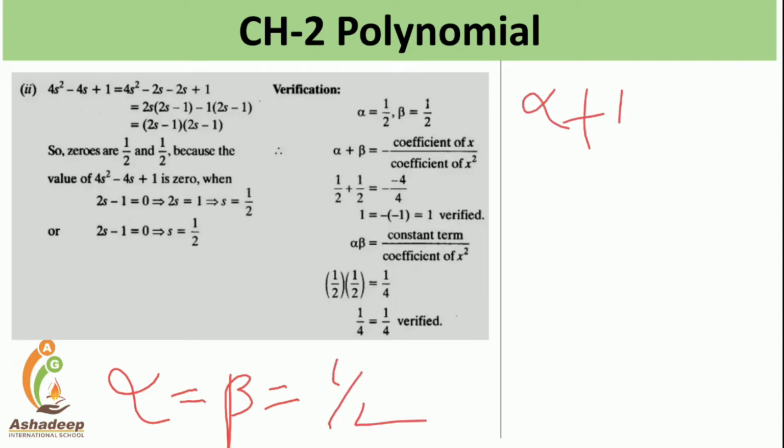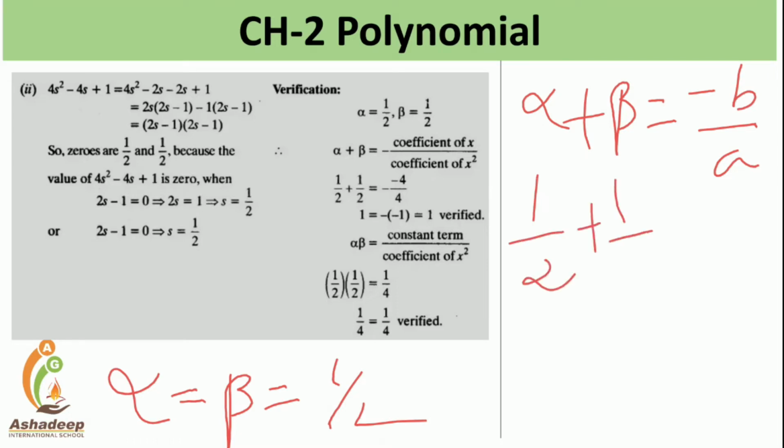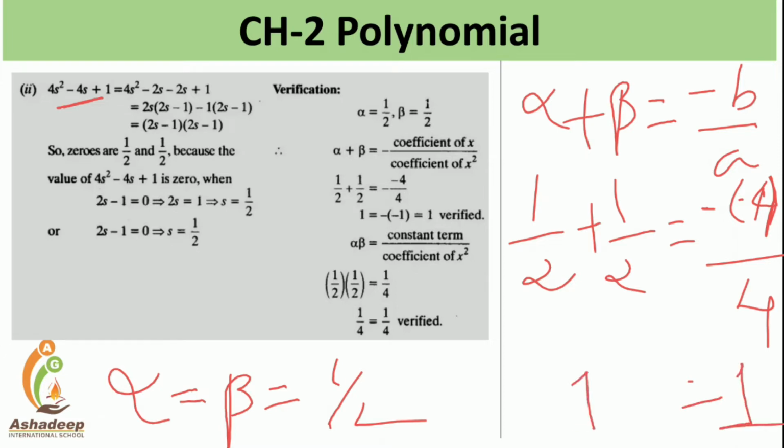So alpha plus beta is equal to minus b by a. What is the value of alpha? 1 by 2. What is the value of beta? 1 by 2. What is the value of b that we already saw? That is minus 4. So minus, and minus 4 upon a. What is the value of a? That is also 4. So minus into minus plus, 4 4 cut. So answer is 1. 1 half plus 1 half, 0.5 plus 0.5, that is also going to be 1. So answer is same, right?